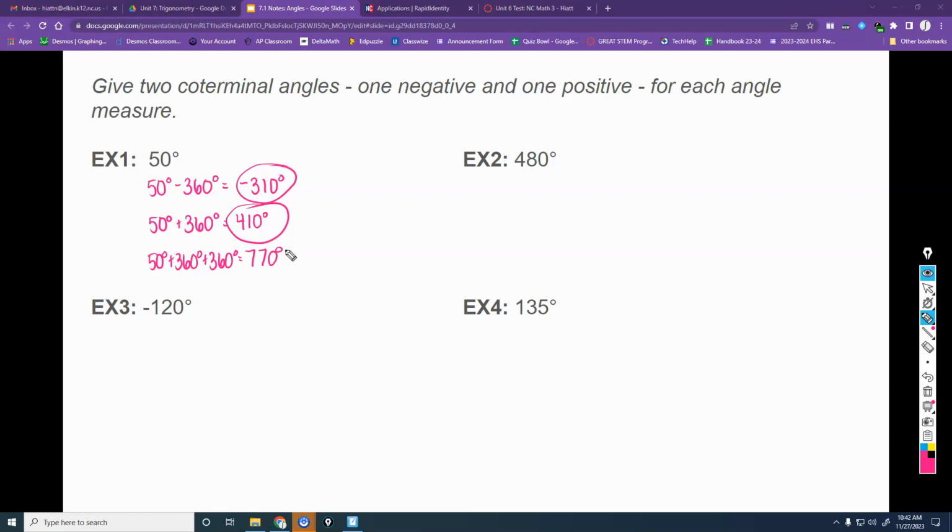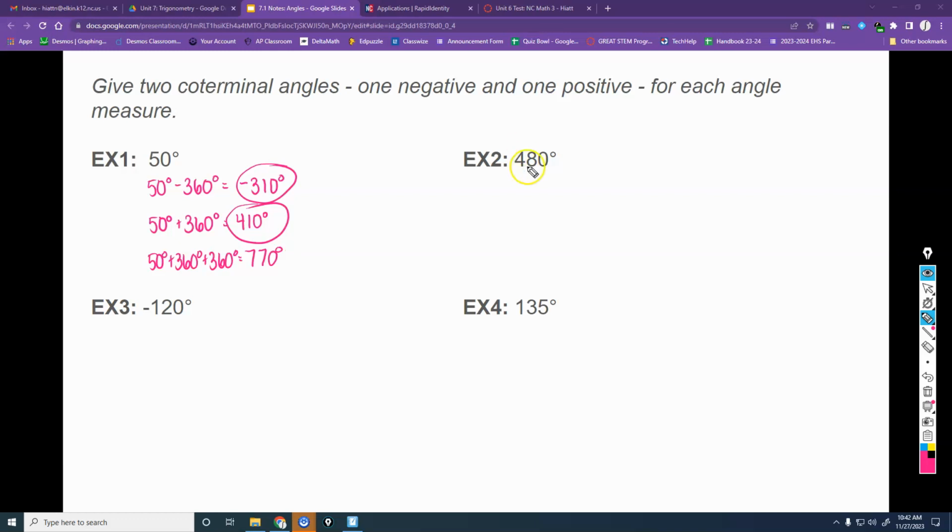Okay, so if we look at example 2, Carlos, Ayla, join us back over here. If I look at example 2, that number is already bigger than 360, right? So I could add 360 to it. That would be a coterminal angle. That would work.